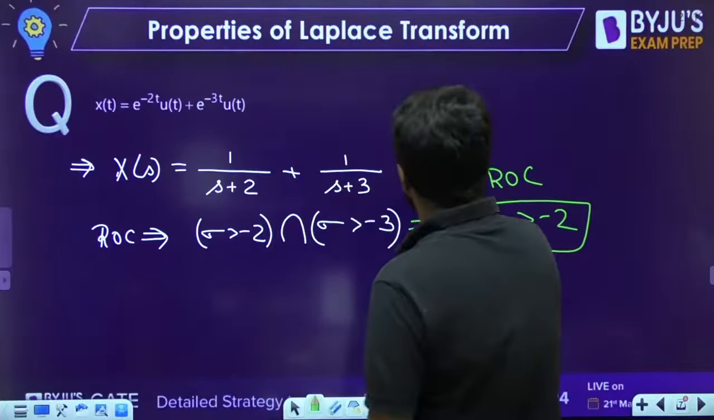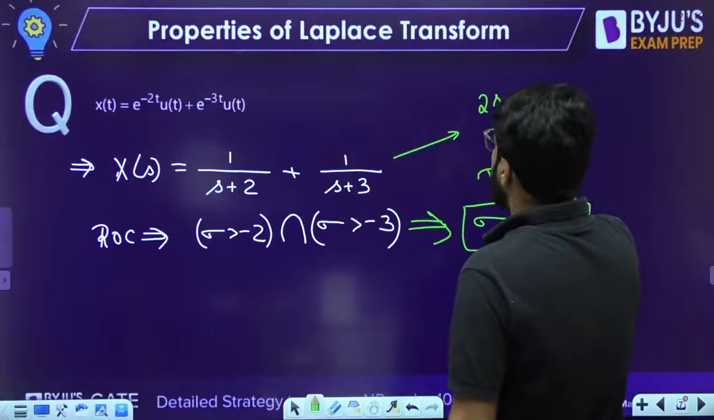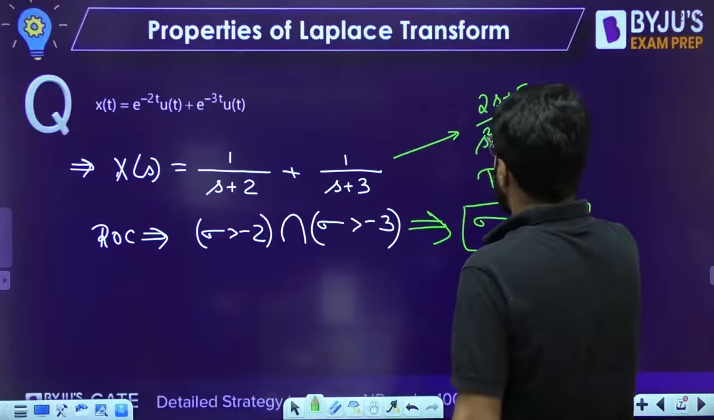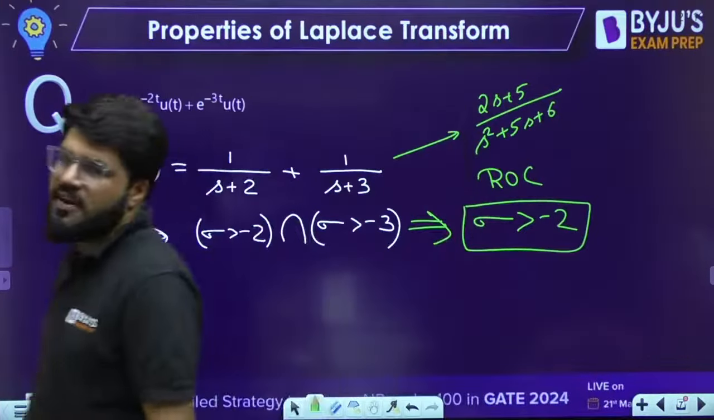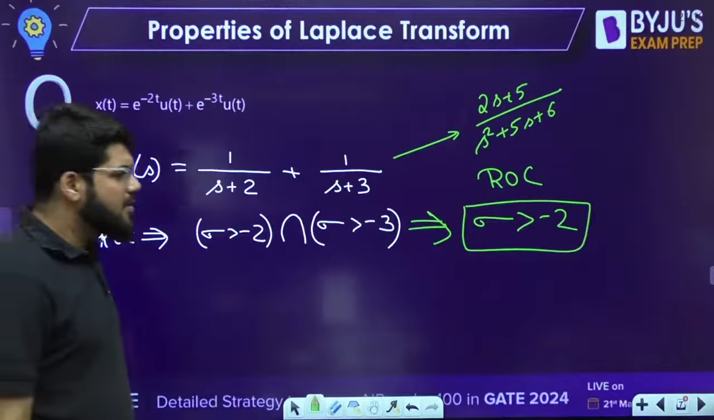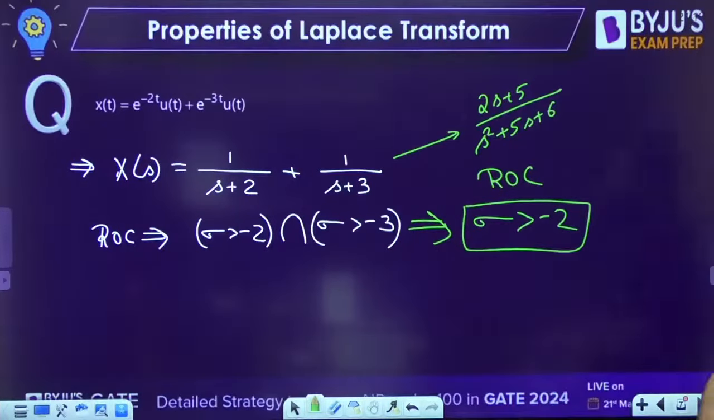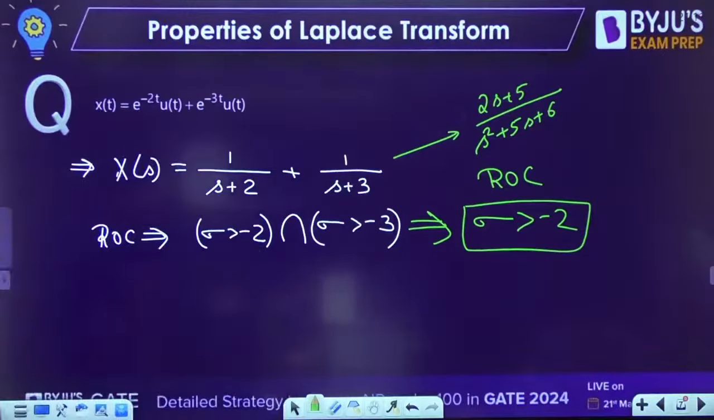Okay, and then this result can be simplified. S plus 2 plus S plus 3 will become 2S plus 5, divided by S plus 2 times S plus 3, which will become S square plus 5S plus 6. So we get 2S plus 5 upon S square plus 5S plus 6. Correct? That is what it is. Okay, done.